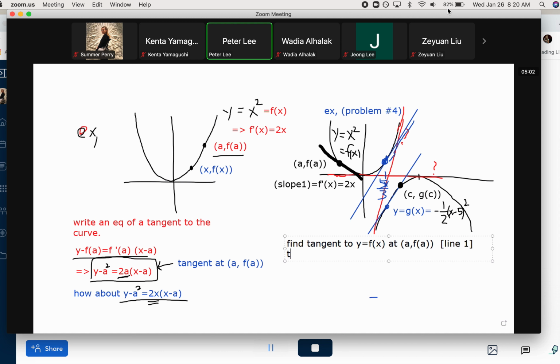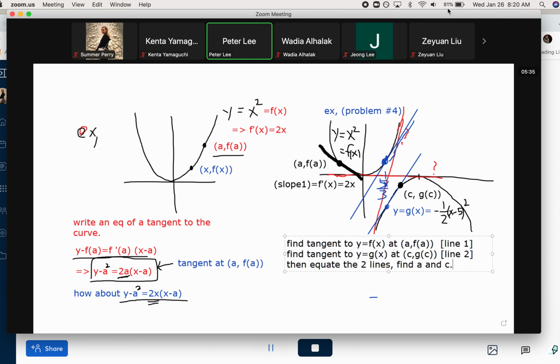Now, we also do what? We also find the tangent to y equals g of x at C comma g of C, and this we can call line 2. Then equate the two lines. Find A and C. All right, this is how you do it.